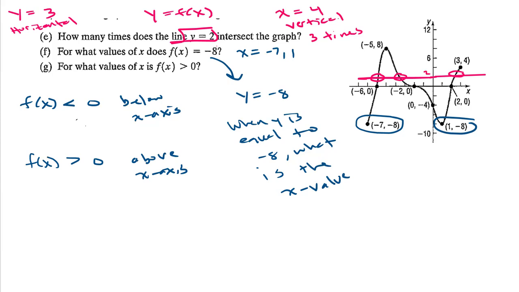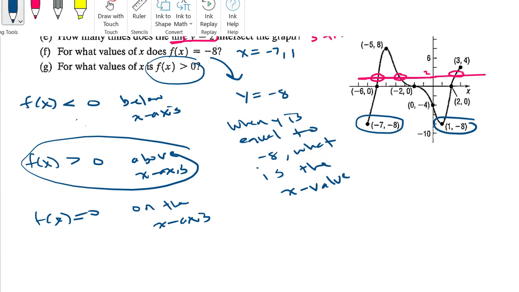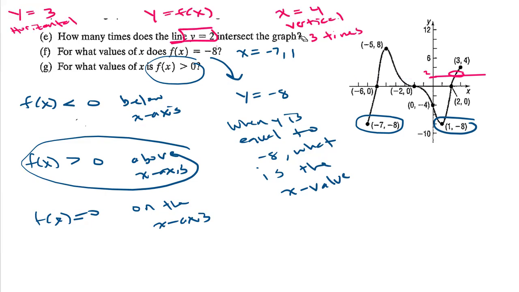Okay. All right. And then if it was f of x is equal to 0, that means we're going right across the x-axis. We're on the floor, right? Right across. So it's on the x-axis. Okay. All right. So in this case, we want greater than 0. That means we want above the x-axis. So where is the guy above the x-axis? Okay. So let me erase these here.